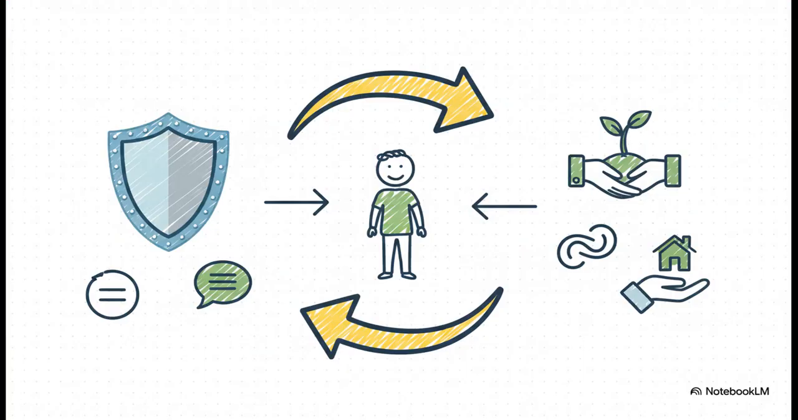Think of it like a powerful two-way street. On one side, the Constitution gives every citizen fundamental rights, things like equality and free speech, and these act as a shield, protecting them from the power of the state. But on the other side, it also lays out fundamental duties, like promoting harmony and protecting public property, reminding citizens that they have an active part to play in building the nation.